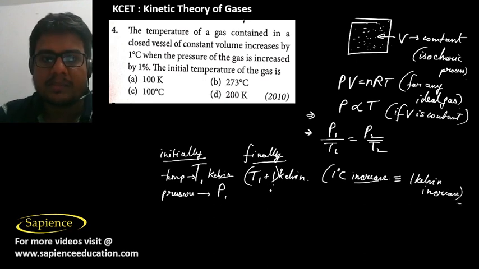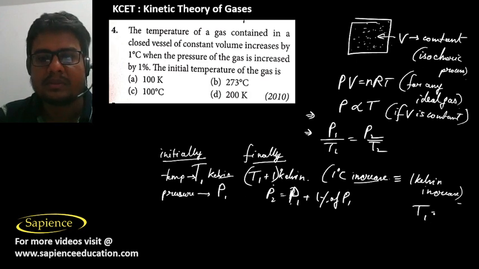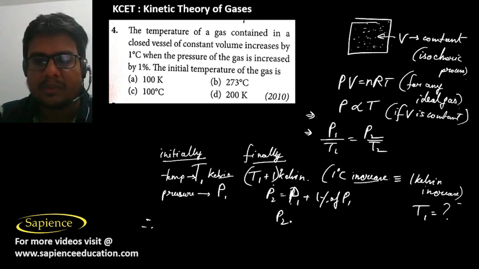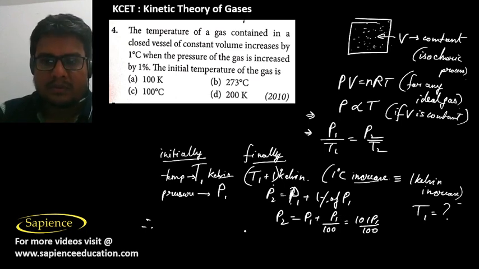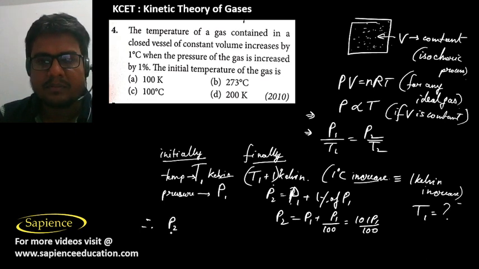And the pressure is P2 suppose. So P2 is the pressure of the gas increased by 1%. It means that it is P1 plus 1% of P1. Then we have to find the initial temperature, that is T1. So P2 will be P1 plus P1 by 100. That means it is 101 P1 by 100. So P2 by P1 is equal to 101 by 100.